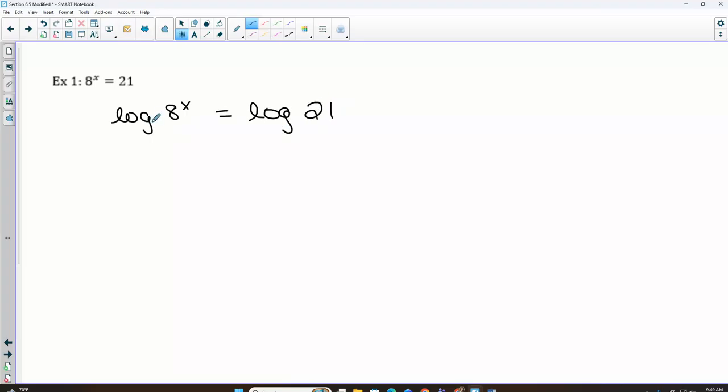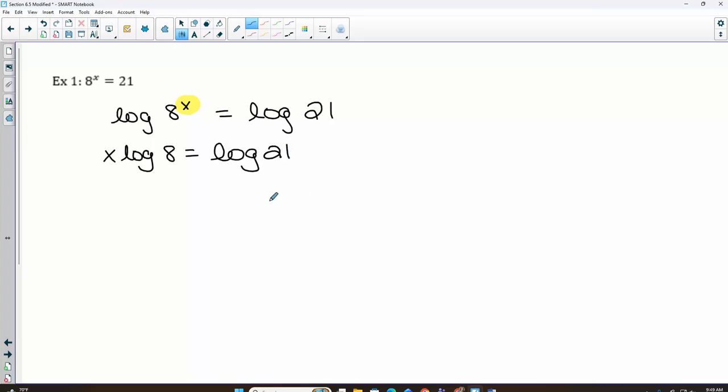If I don't write a base, what base am I assuming? 10. We like to either do log base 10 or a natural log because those are the two buttons we have on our calculator. So we're always going to stick with one of those. Now, initially this may not look better, but think about properties of logs. If you have an exponent, what can you do with that exponent? Move it to the front. So this is x times the log of 8 equals the log of 21.